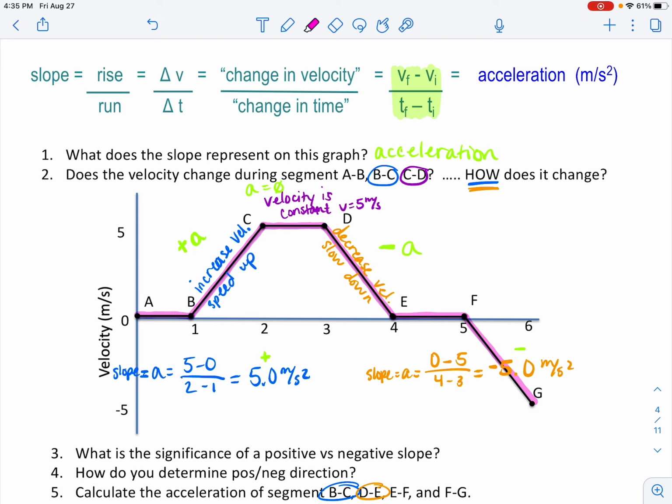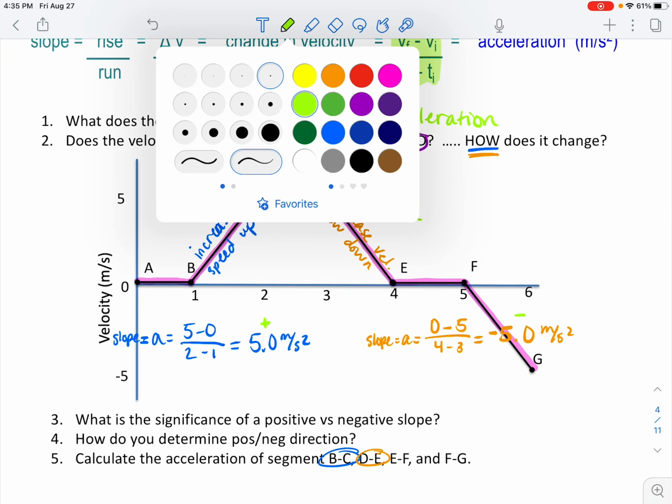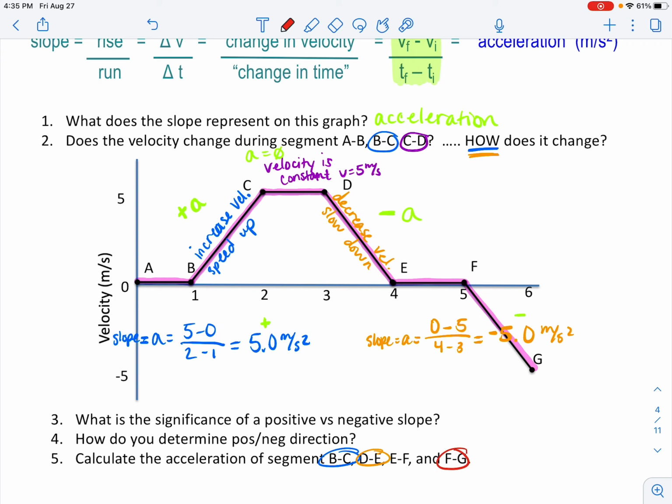We did not talk much about the bottom half of this graph, so let's do that really quickly. For segment FG, I want you to know that the object in segment FG is speeding up because my object starts at a value of 0 meters per second and increases to a value of 5 meters per second. They are simply moving in the negative, reverse, backwards direction. Okay?